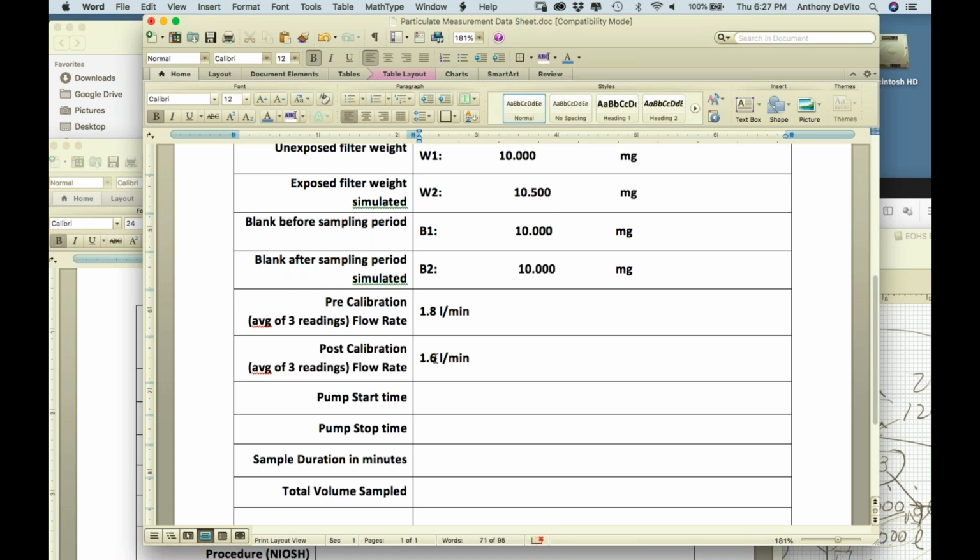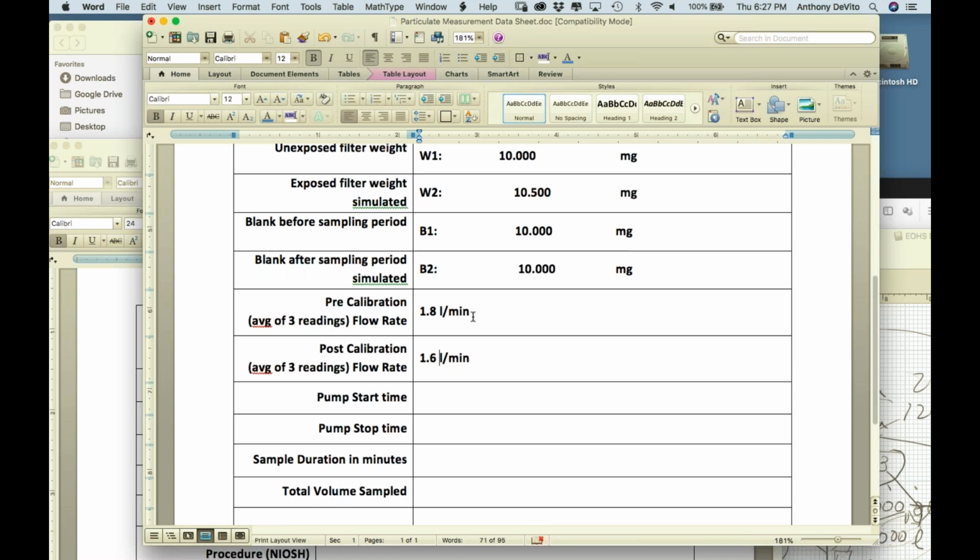Not completely, though. What are a couple of things that might make the flow rate lower afterwards than before? The battery operated, right? You could be losing power on the battery, which slows the motor down a little bit. What else? What's happening to that filter? The filter's getting clogged with dust, so it's resisting flow. The accumulation of dust on that filter might slow the pump down.